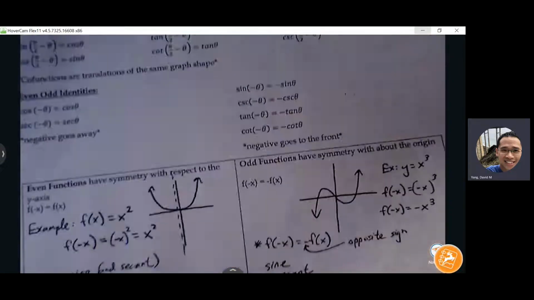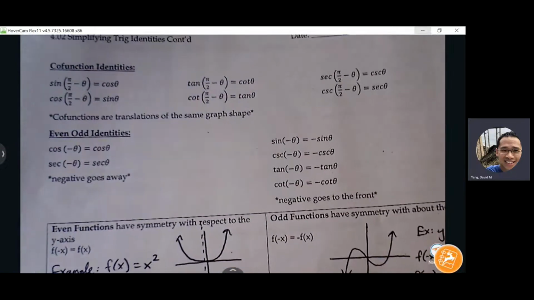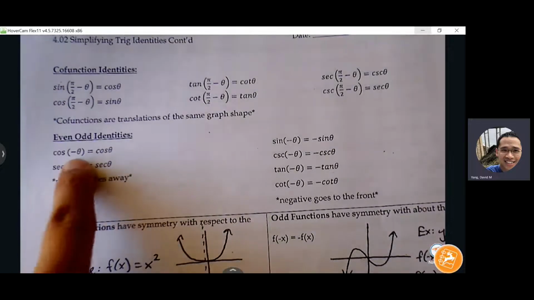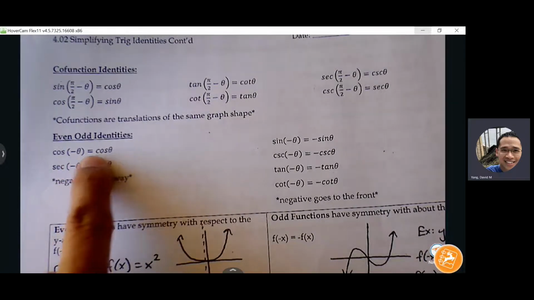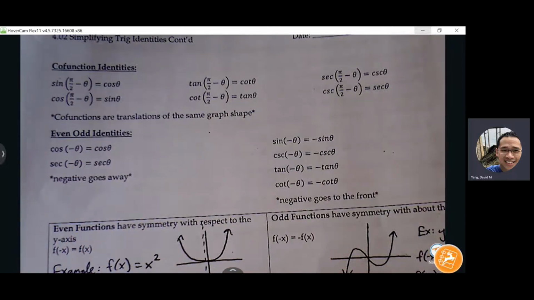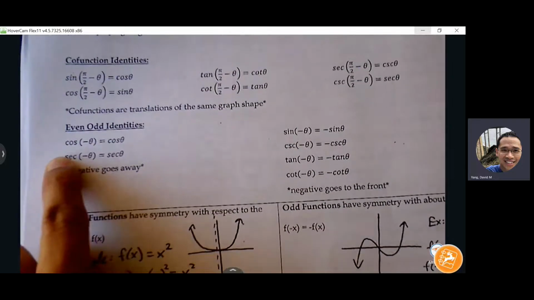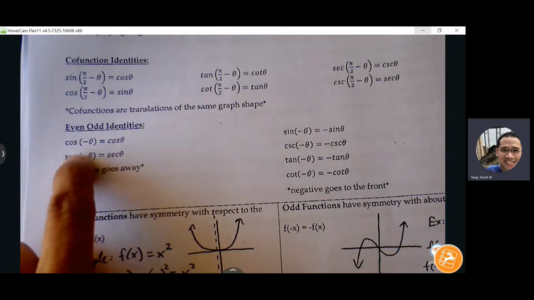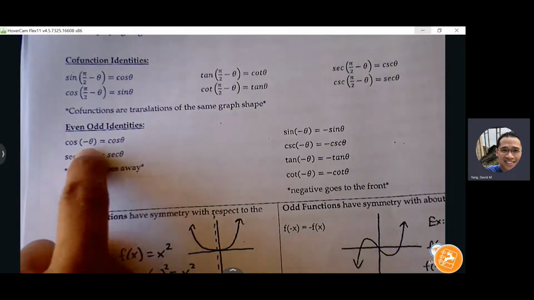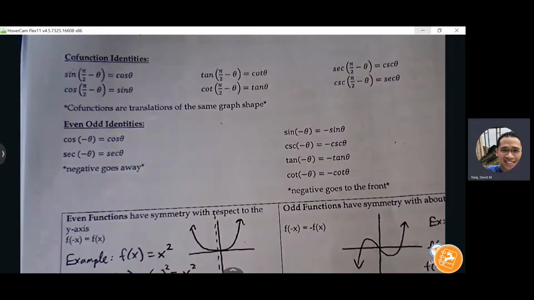The next one to go over is even and odd identities. Okay. So cosine is an even function. Which means that if I were to look at a cosine graph and fold it over the y-axis, the cosine graph is going to overlap itself. Cosine and secant are even functions, which means that if I put a negative variable into cosine, it's the same thing as the cosine function.